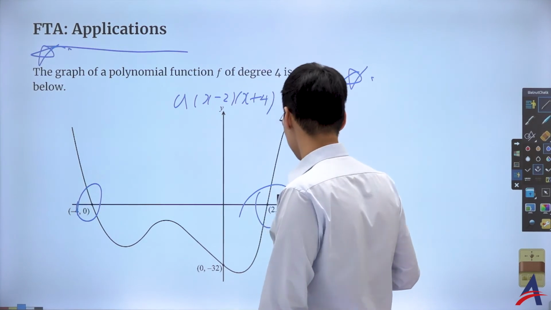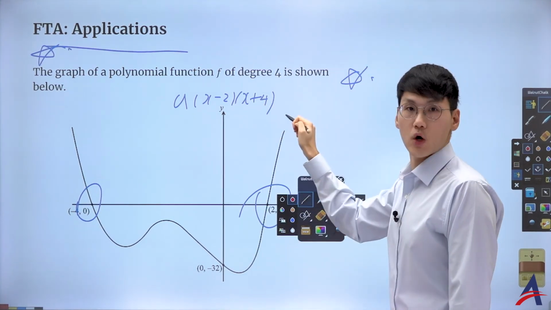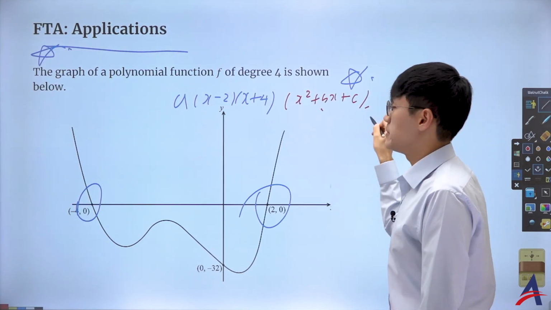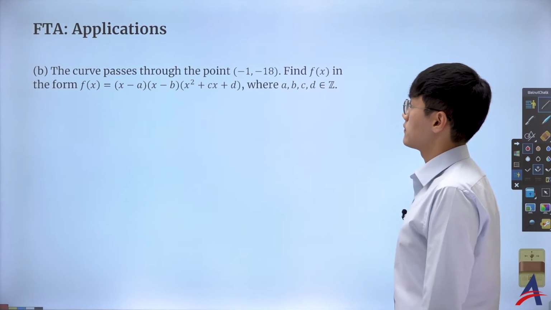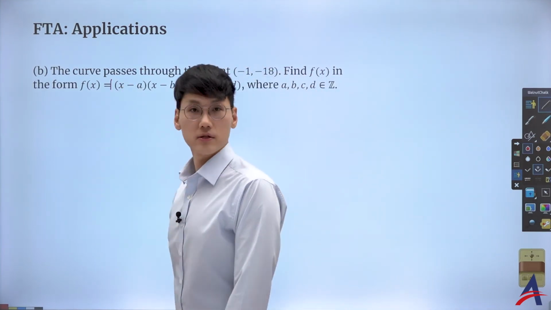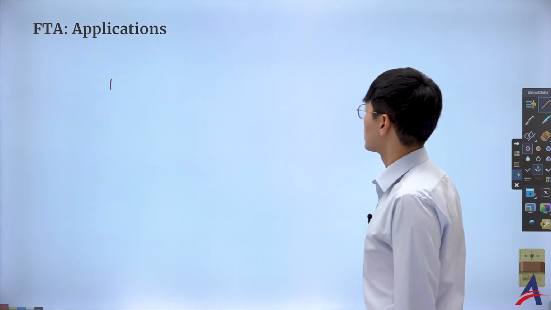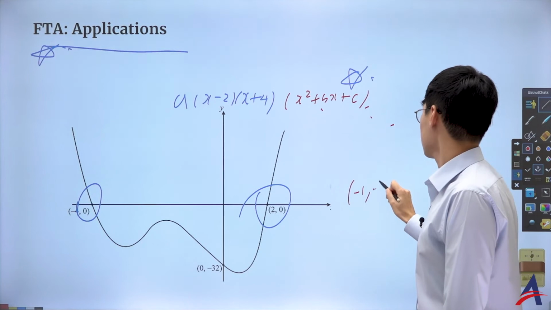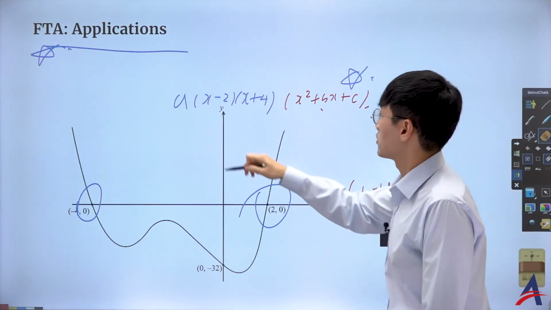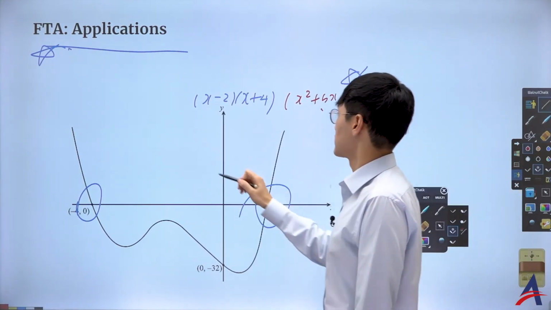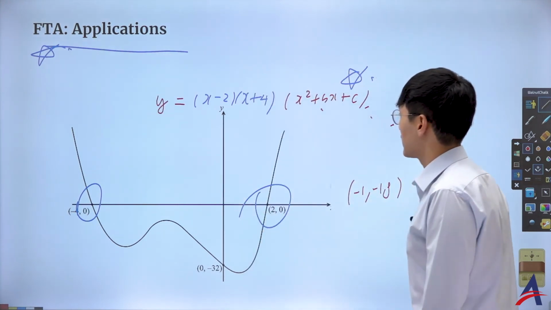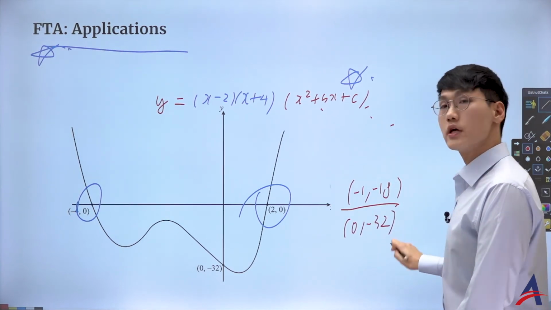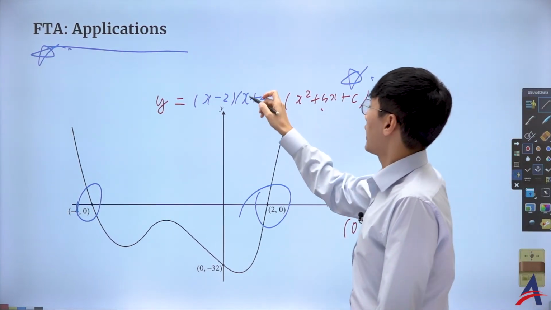That's great. And this is a quartic, so if I got the quadratic, the remaining must be the quadratic as well. So your job is to find those A, B, C. But I think for this problem, they gave you the leading coefficient to be 1. So that's great. And then the passing point was -1, -18. So let's use it. They gave you the leading coefficient to be 1, and then the y-intercept to be 0, -32. So if you plug in 0, I get -8.